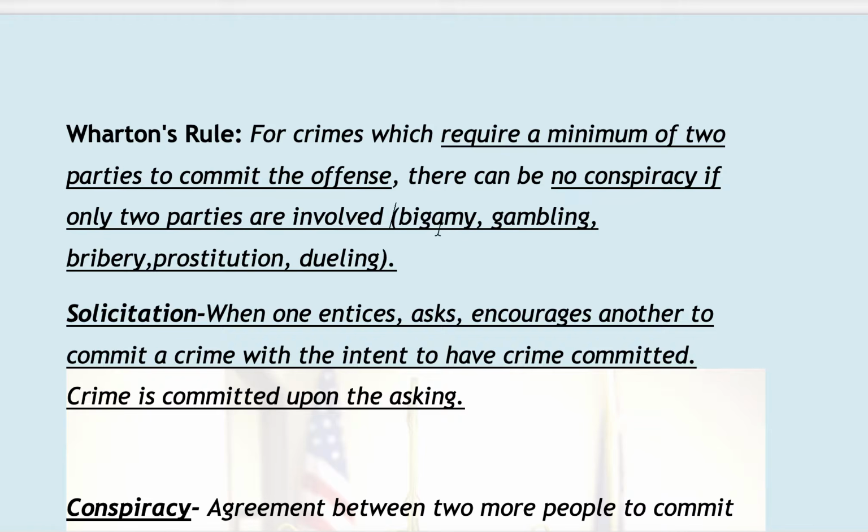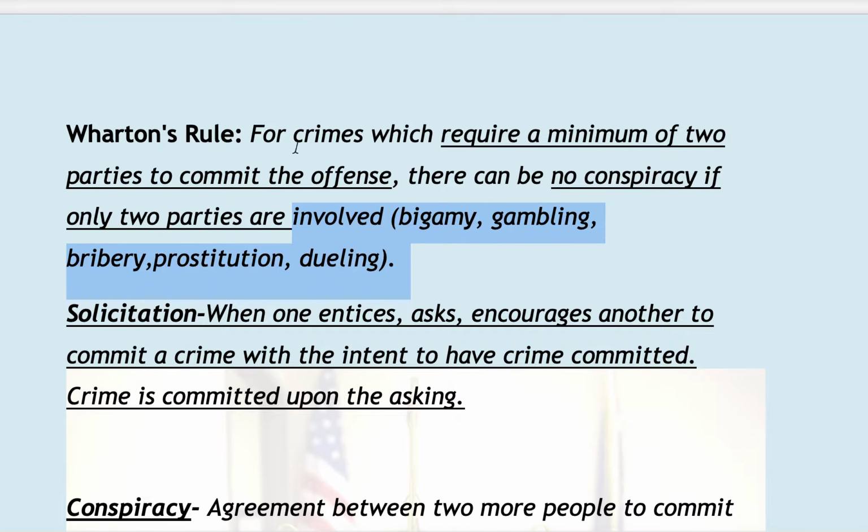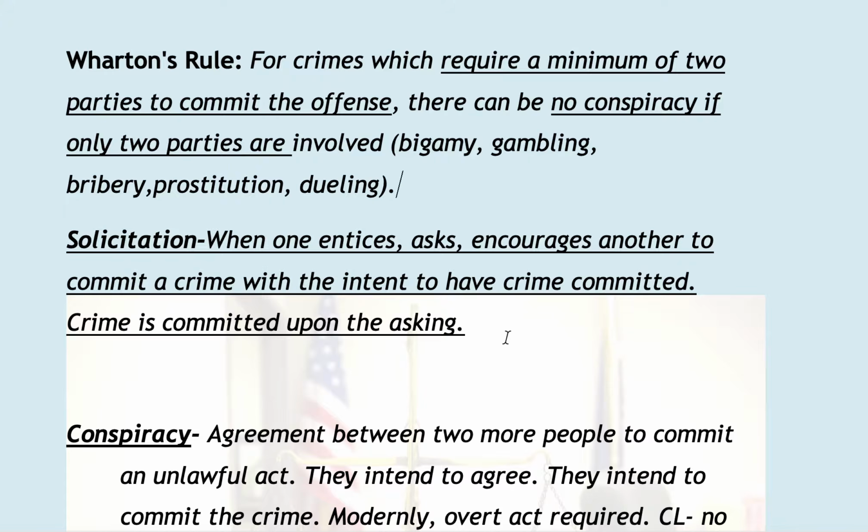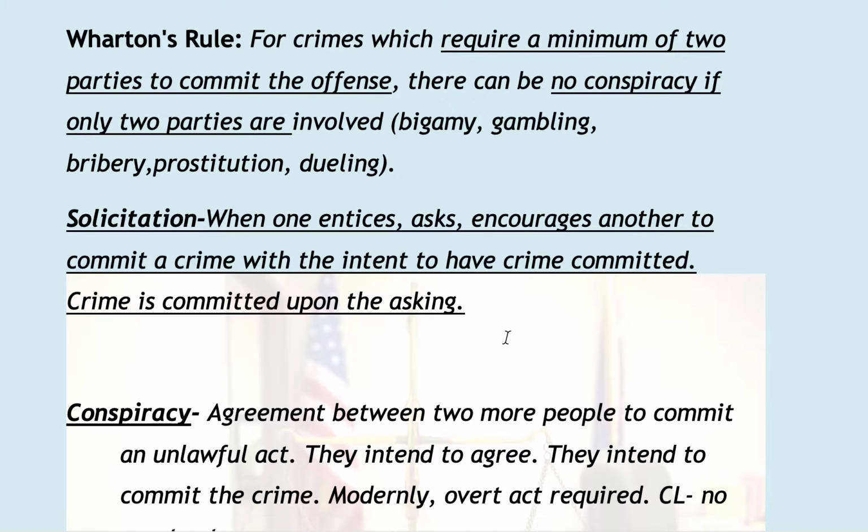Okay, I think I'm going to take this and adjust it. Solicitation. Why did I do solicitation twice? I don't know. Solicitation is when one entices, asks, or encourages another to commit a crime with the intent to have the crime committed. The crime is committed upon asking.